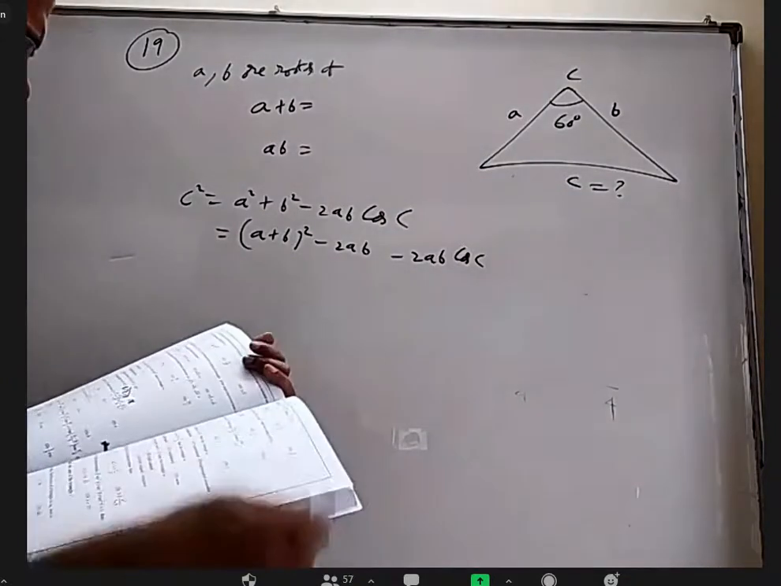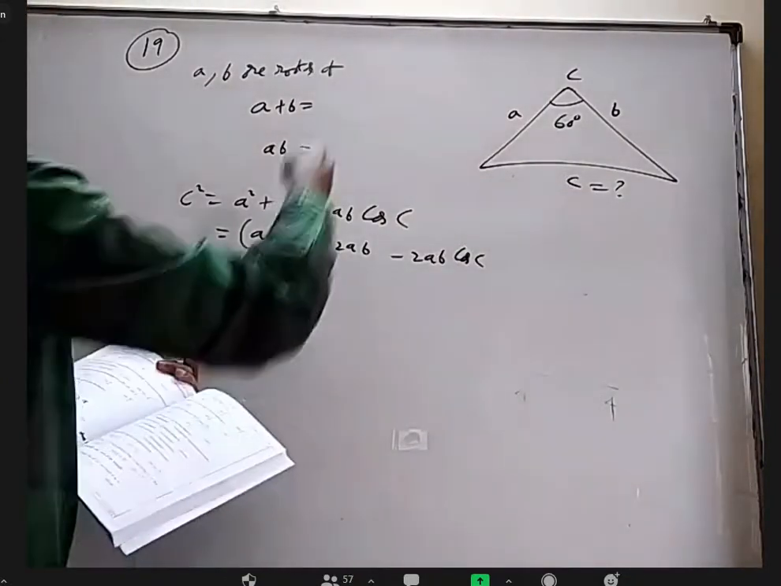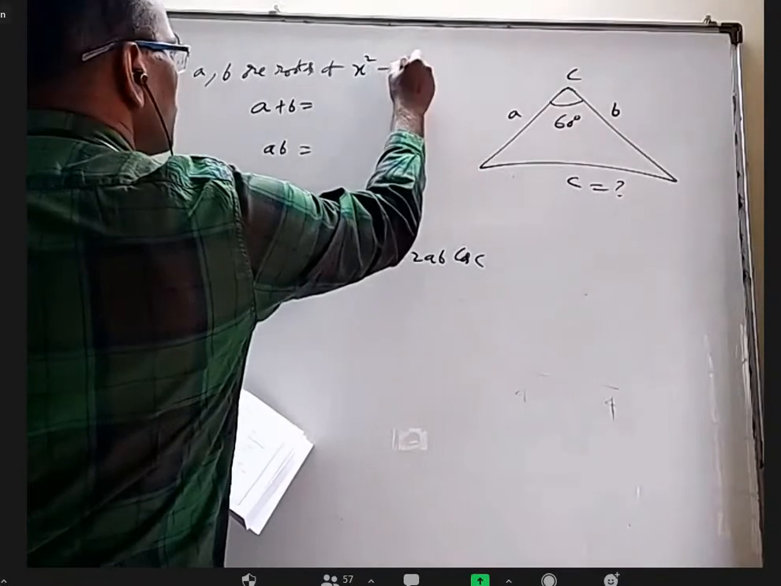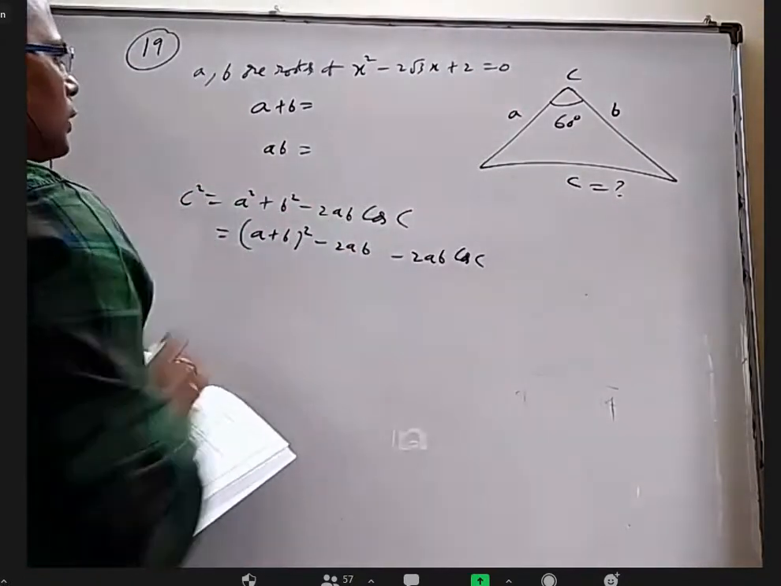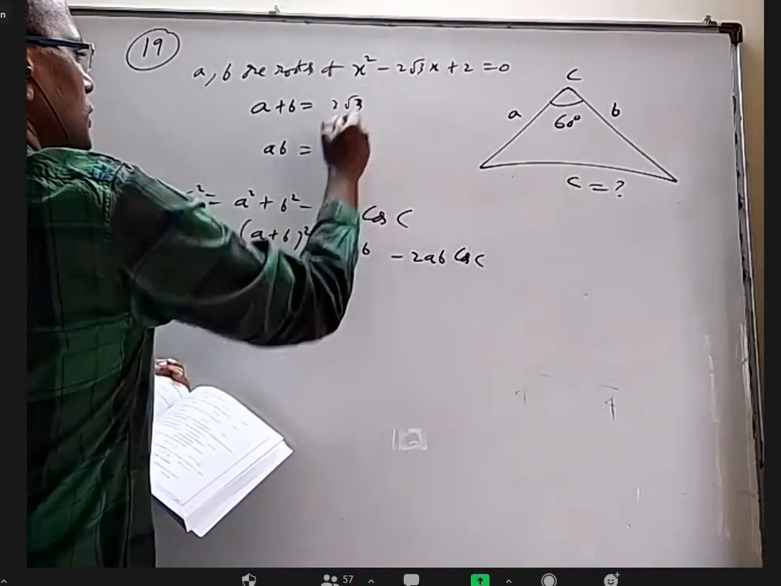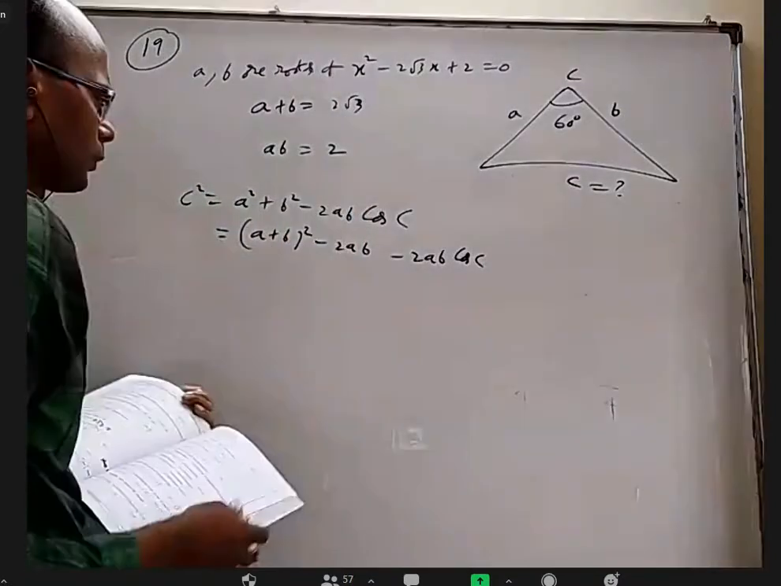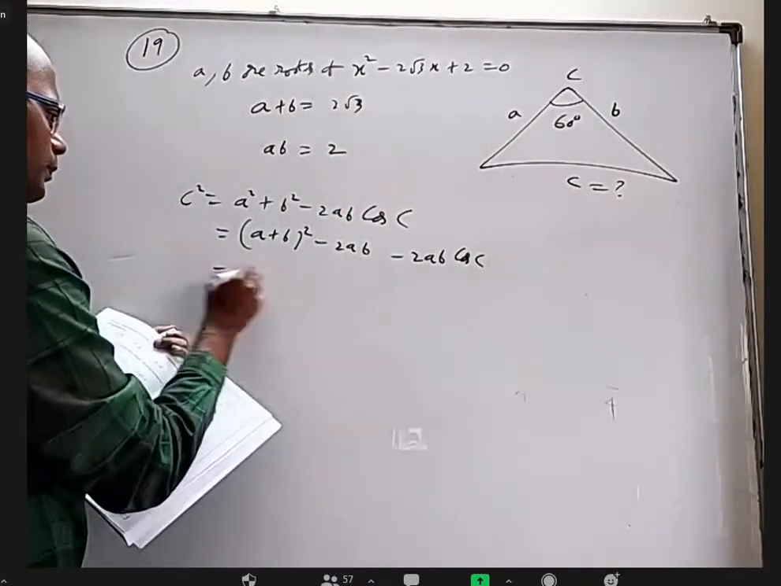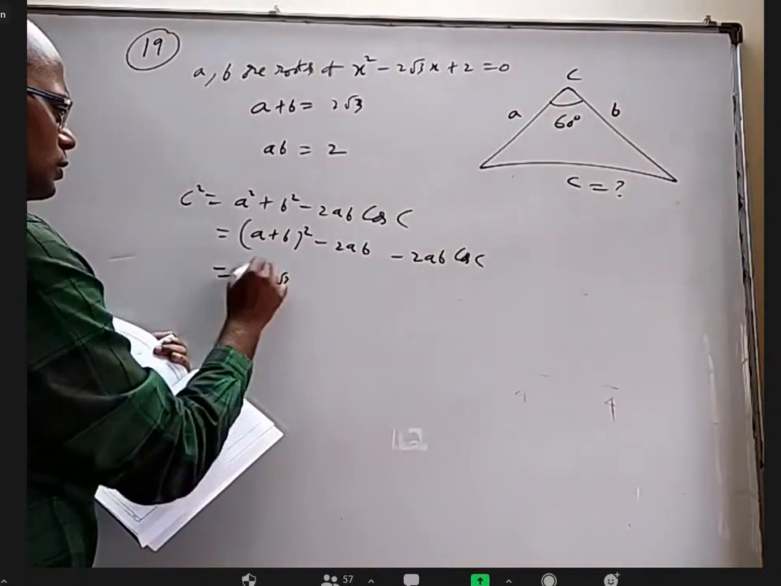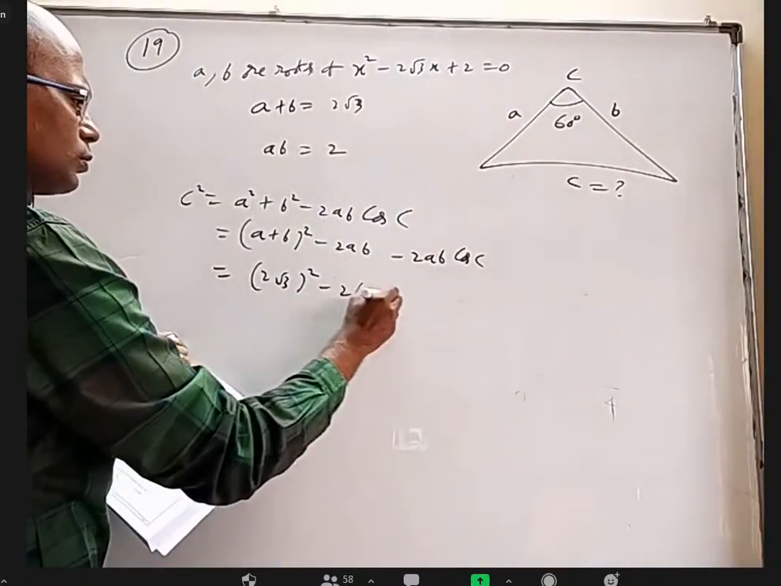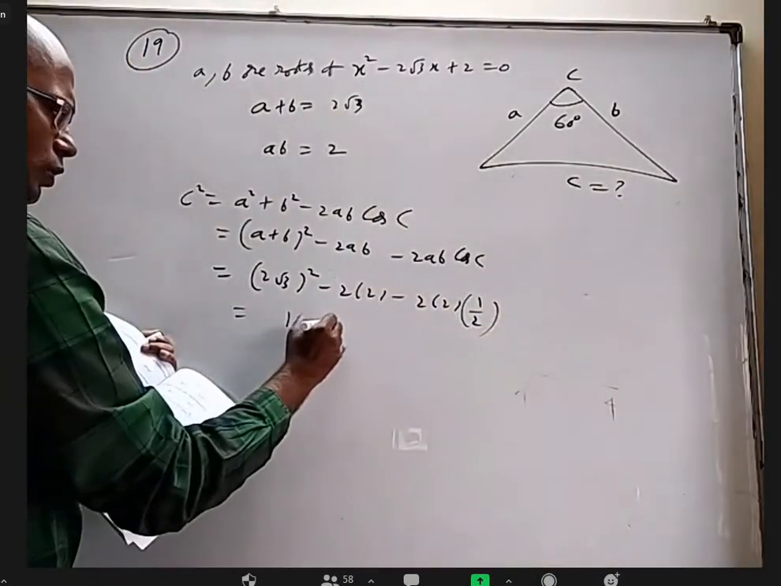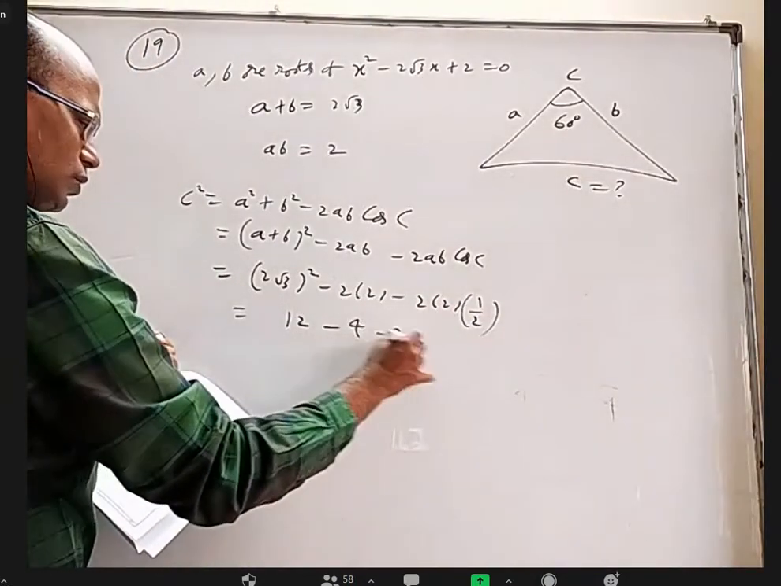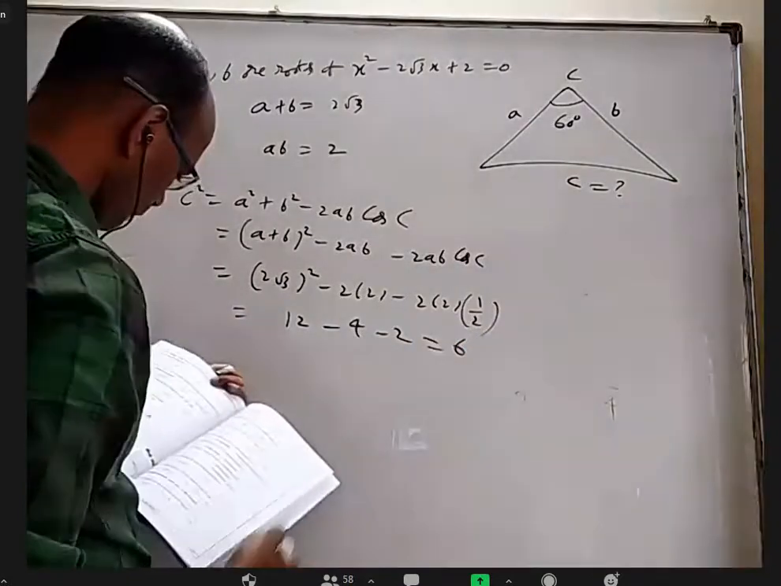In 20 also the angle is 60. The quadratic equation is different: x square minus 2 root 3x plus 2 equal to 0. A plus B is 2 root 3 and AB is 2. The formula is this: A plus B is 2 root 3 whole square minus 2 into 2 minus 2 into 2 into 1 by 2. That is 12 minus 4 minus 2, which is 6.